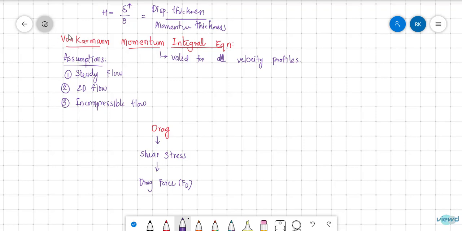Now let us see about von Karman momentum integral equation. In the introduction of boundary layer theory, we have seen that this boundary layer theory should be studied so that we can find what is the drag force and how does it affect the vehicles, and we can design the vehicle based on those drag forces.